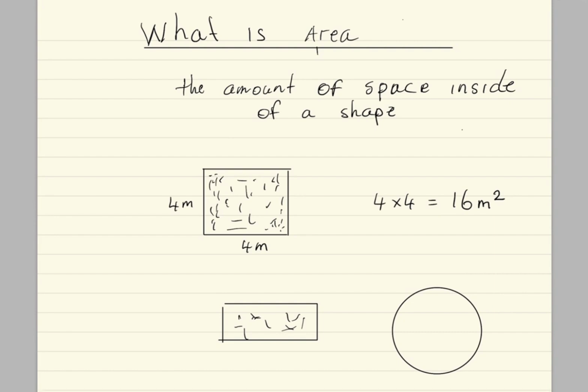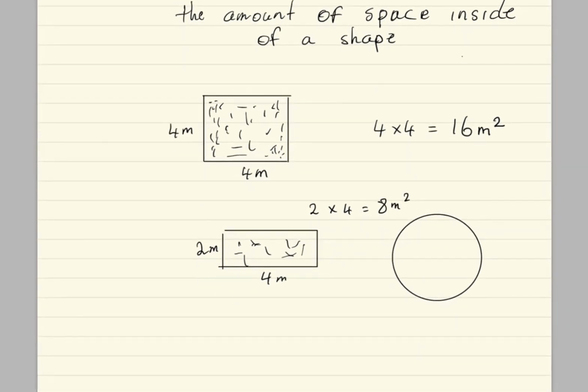So let's say this was 2 meters and this was 4 meters. That would be 2 times 4, which would be not 6, but 8. 8 meters squared. Now with circles, it is a bit different.